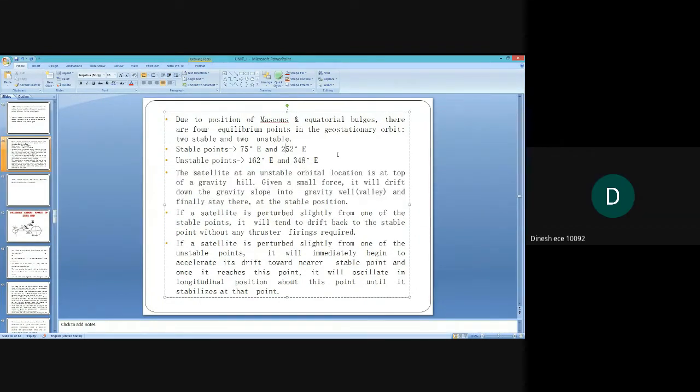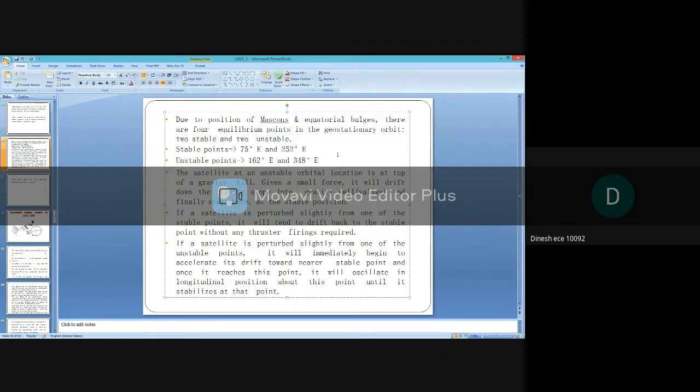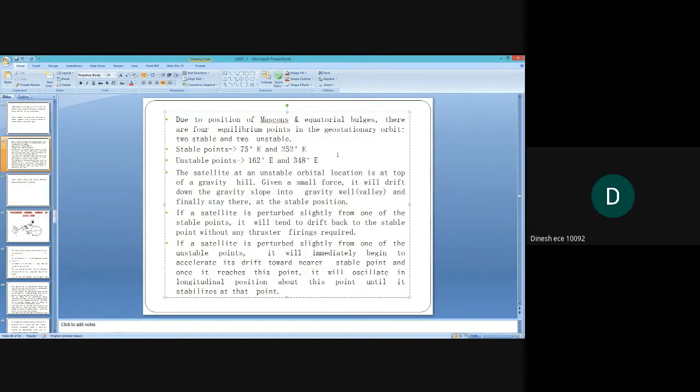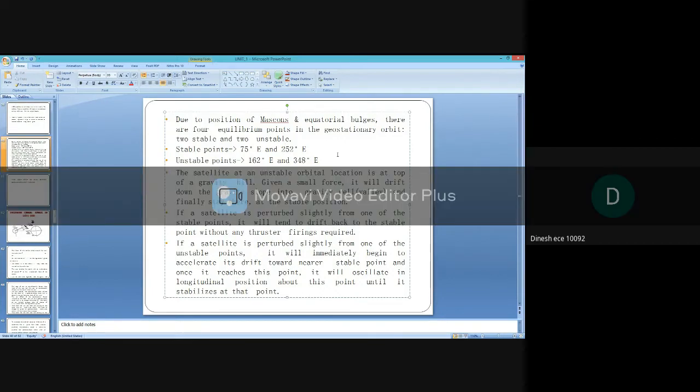So when a geo satellite is launched, it should be in a position such that it doesn't drift at 162-degree east, and when it moves onto 162-degree east and 348-degree east, it should have an appropriate system to make it stable. The stability points are 75-degree east and 252-degree east, so there you can always place your satellite with respect to Earth, pointing towards that.